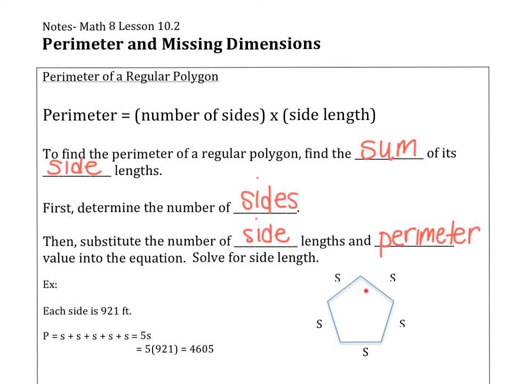So if we look, we have 1, 2, 3, 4, 5. And if you notice right here, we have 5. And we have 5 because we need to plug in the value of that side length, which said was 921. So we plug in 921 for s, and we go ahead and solve for that perimeter, which is 5 times 921, which is 4,605.